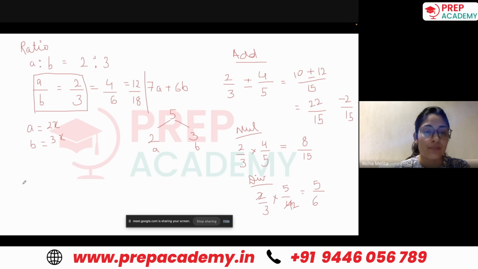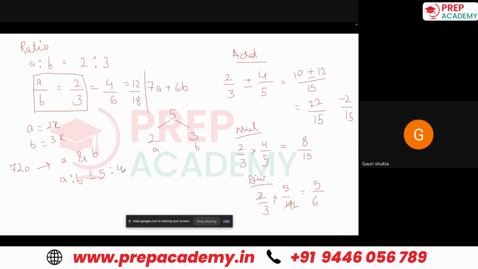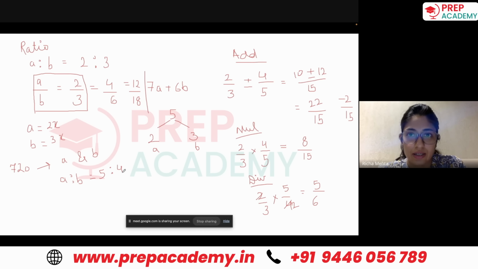So, for example, if I'm told that I want to distribute 720 rupees between A and B such that the ratio of A to B is 5 to 4, how would you distribute it? 5x plus 4x is equal to 720. So we'll find x, and then for A we'll multiply x by 5, and for B we'll multiply x by 4. Correct. It's the correct method if I have to write down the entire thing.